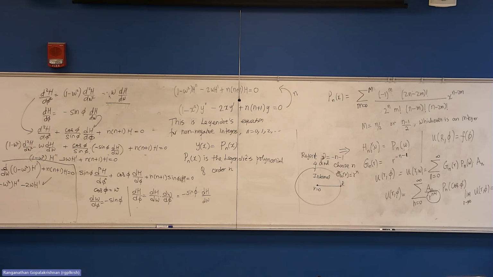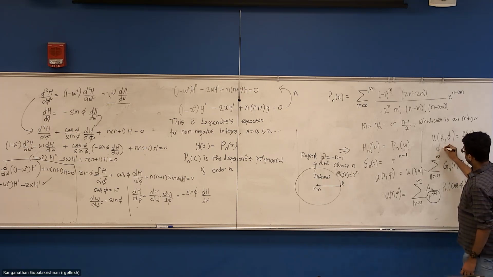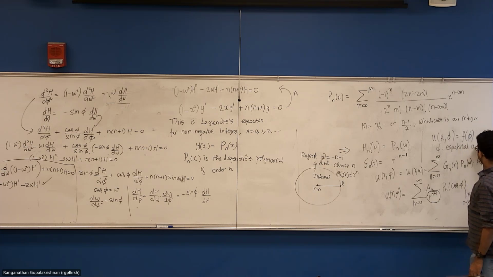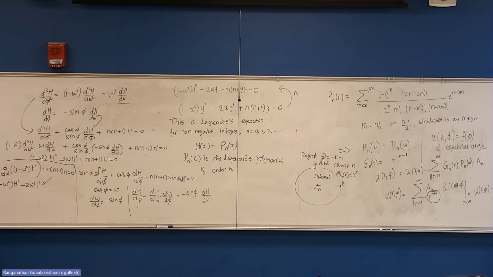You can think of phi like an equatorial angle. It's the angle that is formed in the equatorial circle or equatorial plane.